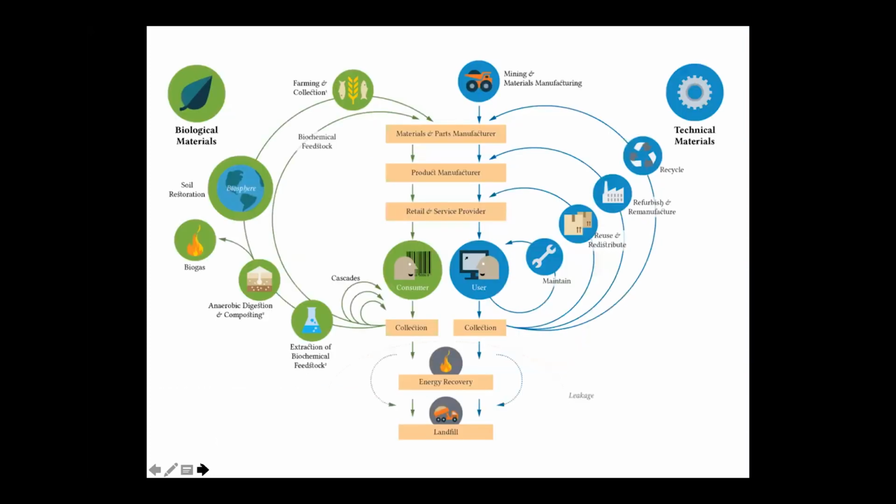And why do we want to do that? This is a slide from the Ellen MacArthur Foundation, which is working hard with communities to introduce the concept of circularity. And this really shows two cycles. One is called the biological cycle. We can call these cycles nutrients. We really want to bring those nutrients back into the soil.